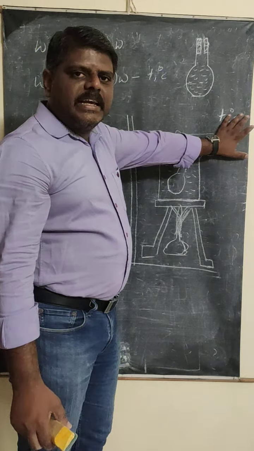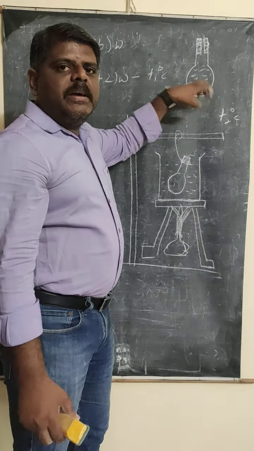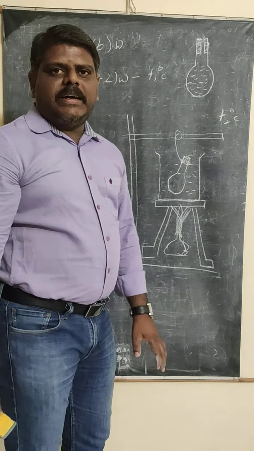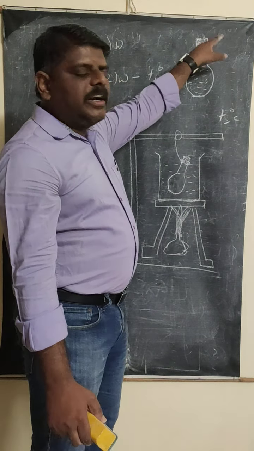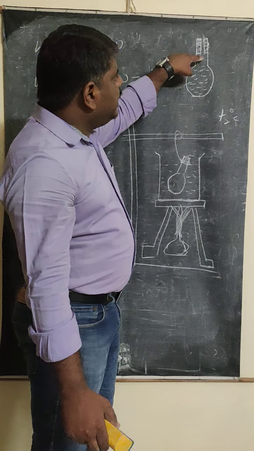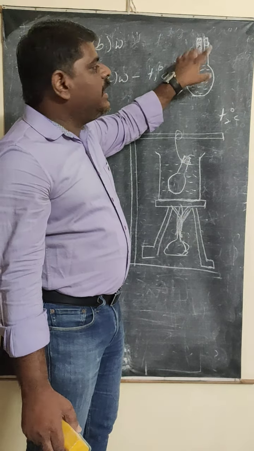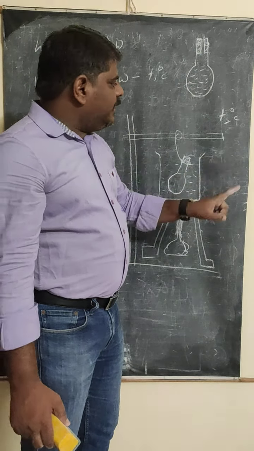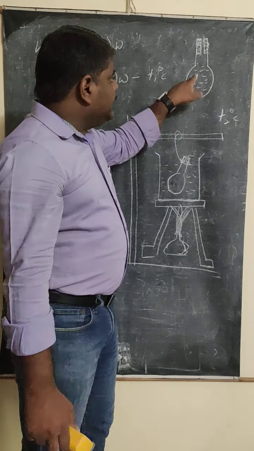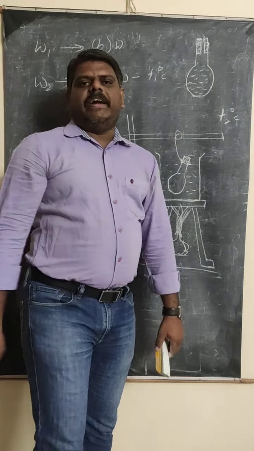After heating up to T2 degrees Celsius, when you remove it and allow it to cool to room temperature, the liquid will contract. Some of the liquid has already overflowed, so you get some empty space in the specific gravity bottle as it cools to room temperature. Up to what temperature did we heat? T2 degrees Celsius. At this condition, again you have to measure the weight.